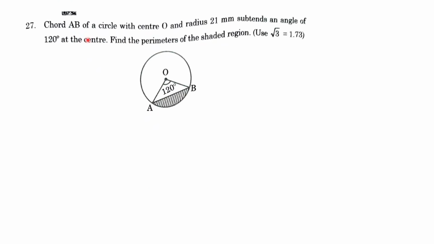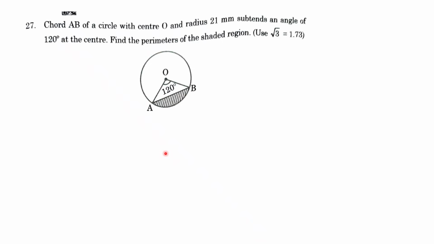So in question number 27, chord AB of a circle with center O and radius 21 millimeters subtends an angle 120 degrees at the center. Find the perimeter of the shaded region. Shaded region is this, means you have to find the perimeter of this arc AB plus this chord AB measure.